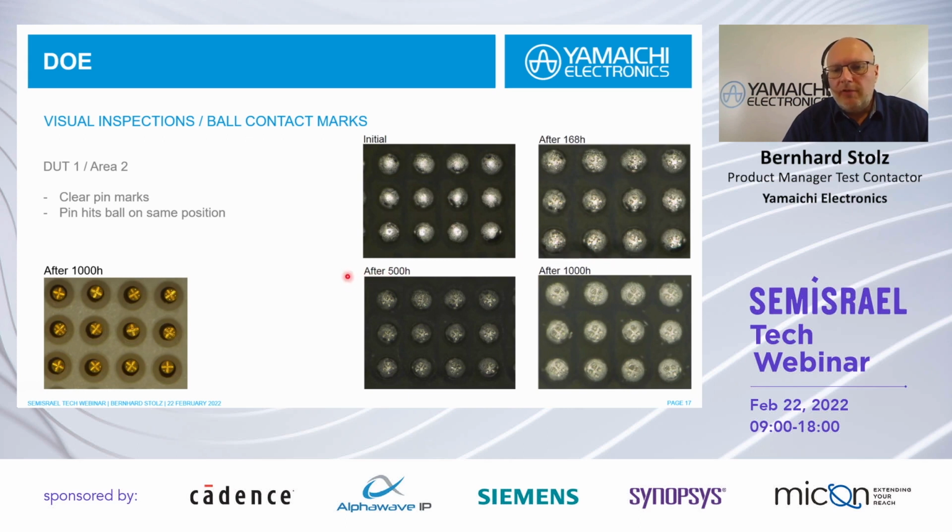After 500 hours, the imprints are getting deeper. And here you can see after 1,000 hours, very deep imprints. What we could also see here is that the pin always hits the balls at the same position. So the pin itself does not turn. The peaks of the pin hit exactly the same position on the balls again.